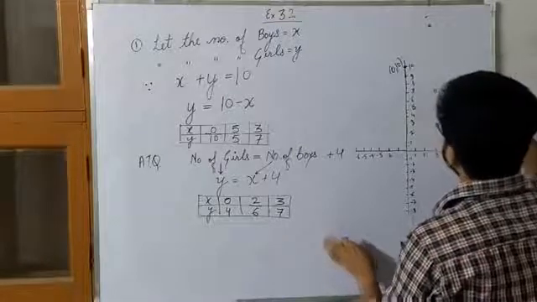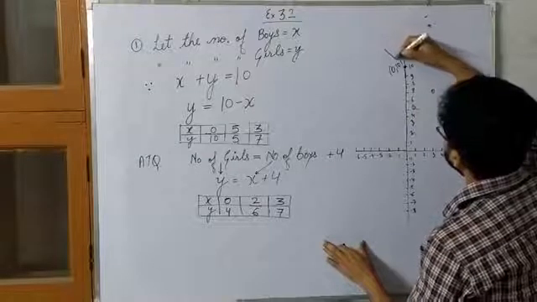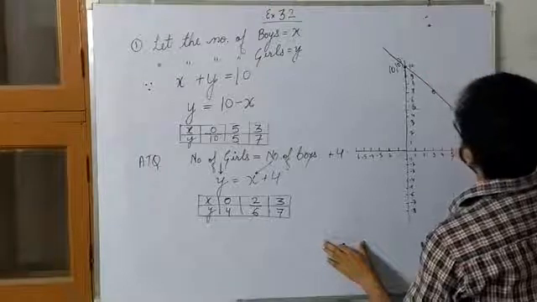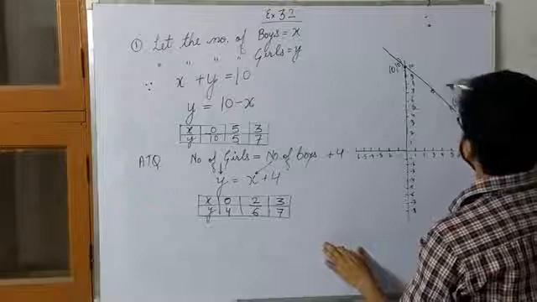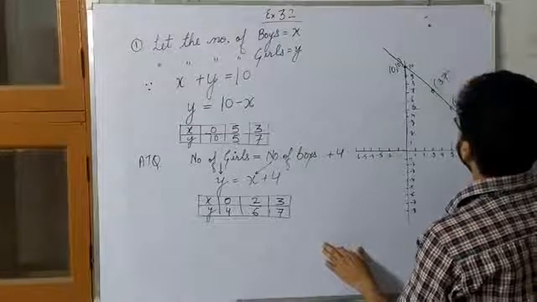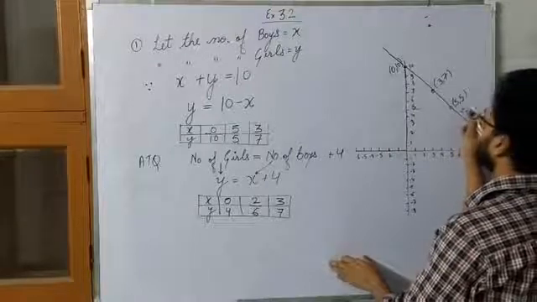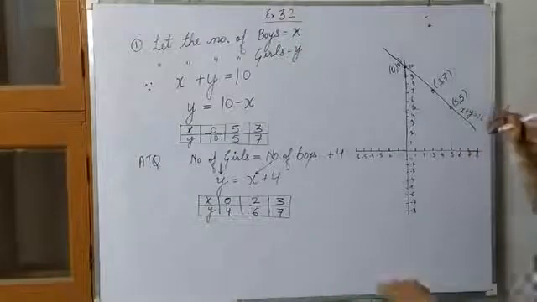Now what we will do? We will join this, okay, with the help of a scale, and we will get a straight line, right? Name this point, this was 5, 5, and this was 3, 7, and write down the equation on this line. This was x plus y equals to 10, right? In 9th class also we used to write this.